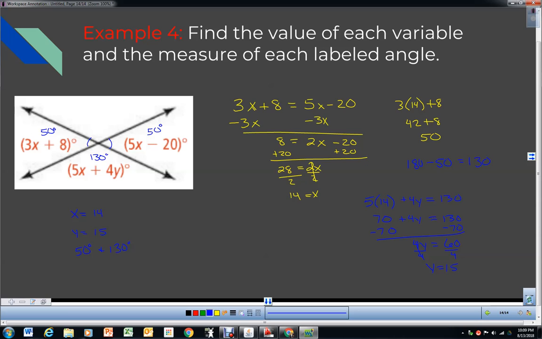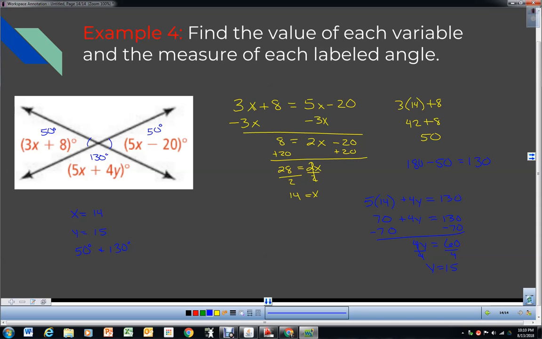Now, at this point, you could set up another equation that says that these two are going to add up to equal 180. But to me, I find it easier to go back and plug it into one of my equations. I picked 3x plus 8. You could have chosen 5x minus 20 because they're both going to be the same. 3 times 14 gives us 42, plus 8 gives us 50. So these two are going to be 50 degrees. So if this is 50 and these are a linear pair, then I can take 180 minus 50 and get 130. So this angle is going to be 130.